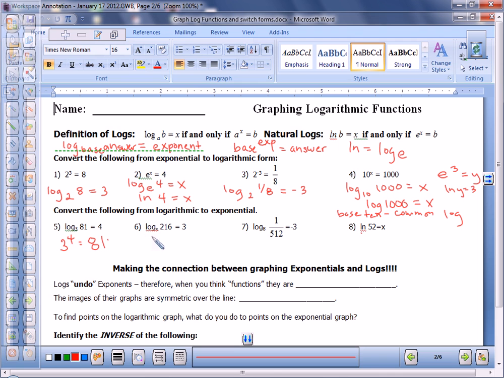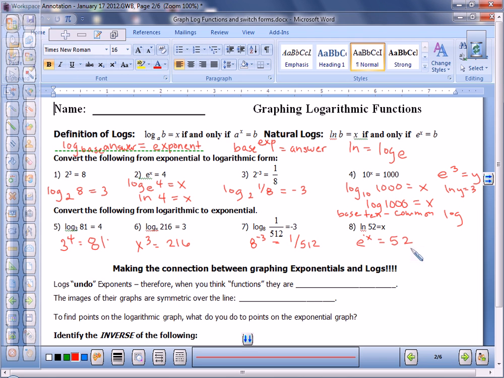Okay, did you get x to the third equals 216? Did you get 8 to the negative third equals 1 over 512? Okay, now let's look at this one. If I'm switching forms, what is the base when it's natural log? E. So it becomes e to the x equals 52. All right, any questions? No.